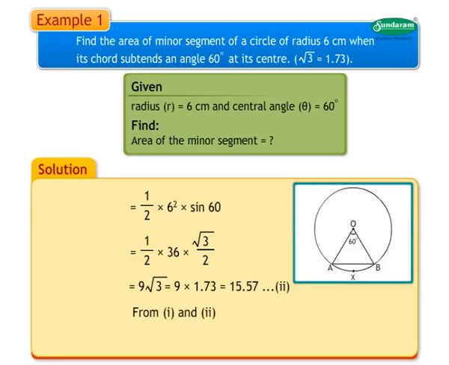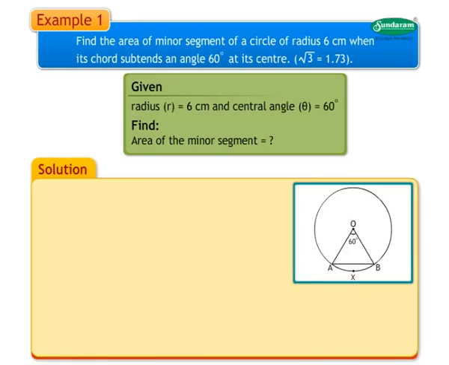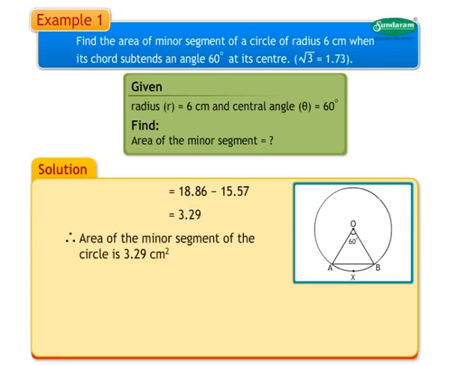From 1 and 2, we get area of minor segment is equal to area of minor sector minus area of triangle is equal to 18.86 minus 15.57 is equal to 3.29. Therefore, area of the minor segment of the circle is 3.29 square centimeters.